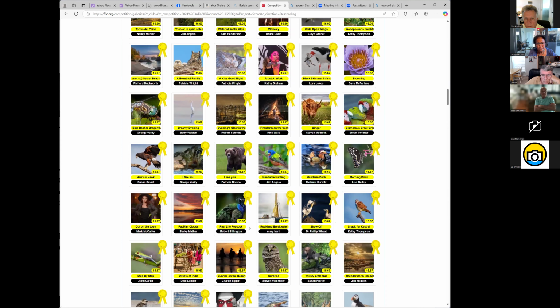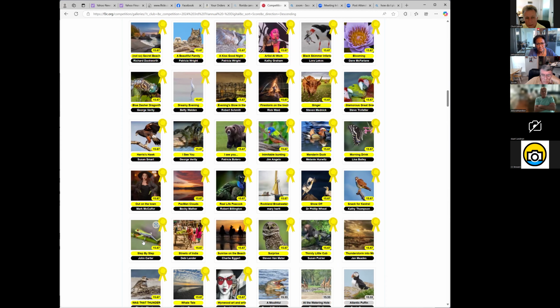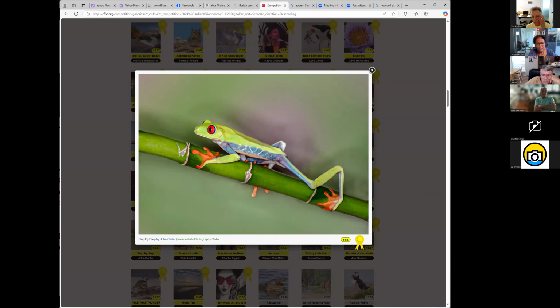I know I will. There it is. So look at this frog here. This was scored, this is a yellow ribbon, so you could see it was kind of a 15.47. It's an honorable mention. Yeah. You can see the background is certainly not in any way stepping on the image at all.